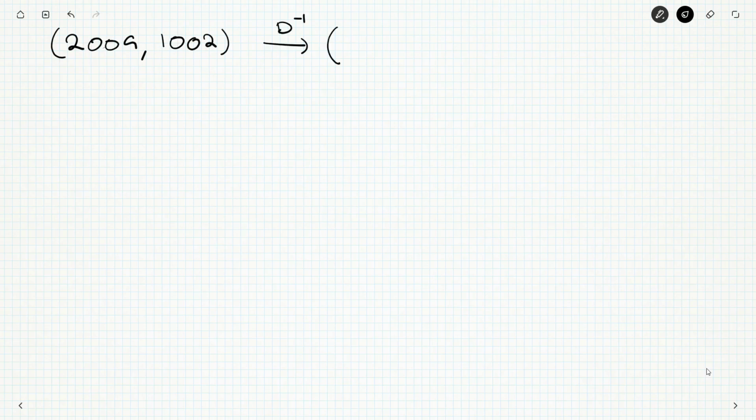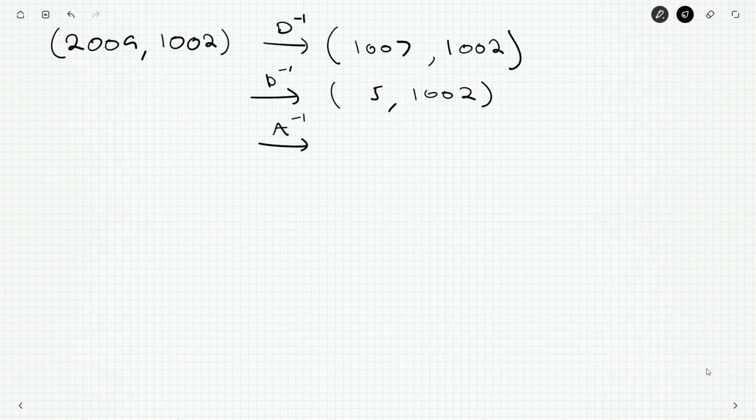So I'll do maybe 1 as an example. So 2009 and, I don't know, let's say 1002, because I know that one didn't work. So I'm going to reverse the D machine and say, okay, well, I must subtract off 1002. So I'll still have 1002. And I'm going to have 1007 here. And I'll still reverse the D machine again. I'll get 5 and 1002 here. And now I'll swap them. I'll get 1002 and 5.